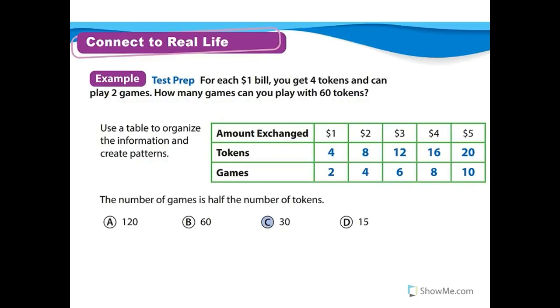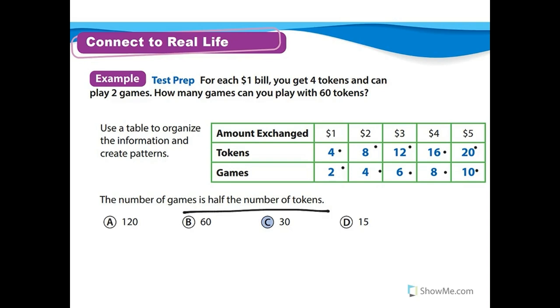Well, let's connect this to real life. Got some test prep. For each $1 bill, you get 4 tokens and can play 2 games. How many games can you play with 60 tokens? So use the table to organize the information and create patterns. So 4 tokens, 2 games. 8 tokens, 4 games. 12 tokens, 6 games. What's happening there? Yeah, the number of games is half the number of tokens.